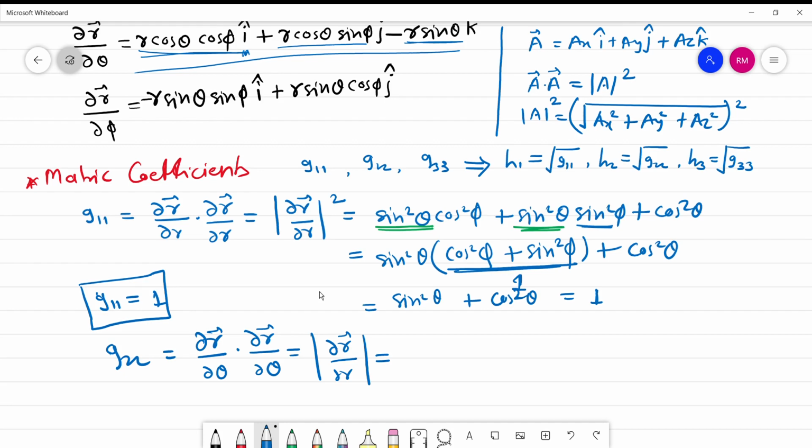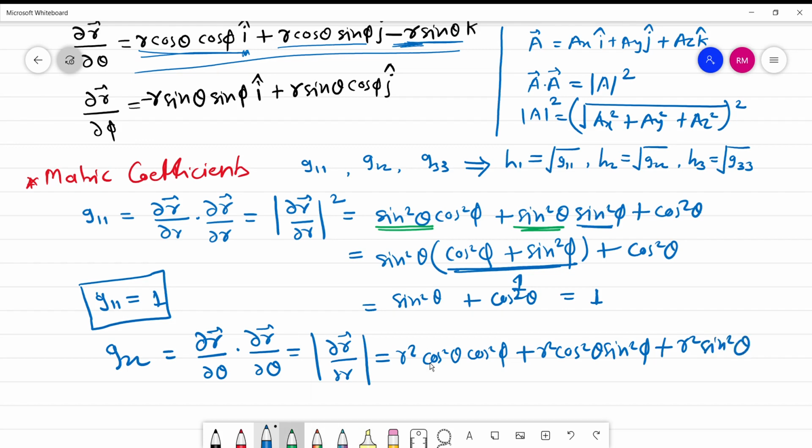Okay, let's square that. R squared cos squared theta cos squared phi, plus R squared cos squared theta sine squared phi, plus, but you know if you square a negative term, this third term has a negative sign, so if you square the negative term then it will become positive, and there is r squared sine squared theta.